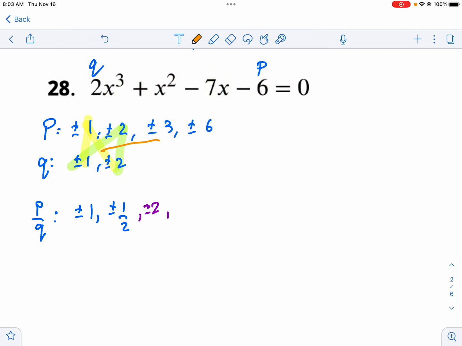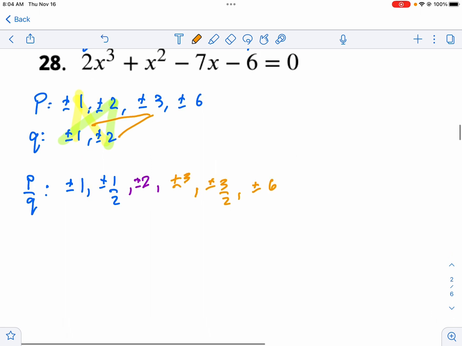I'm going to match my 3. +-3, +-3 over 2, and then +-6, and you don't need to do 6 over 2 because 6 over 2 is 3. These are your possible roots. So there is a lot.